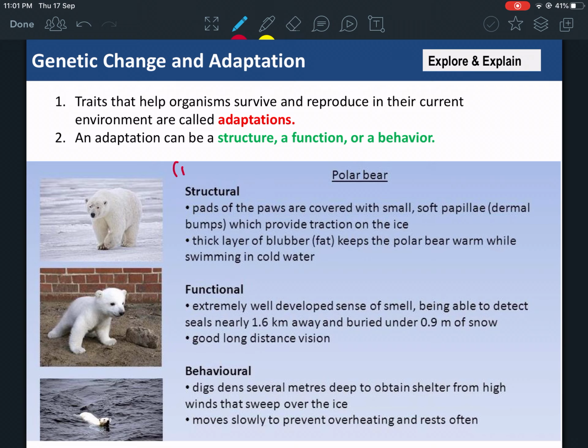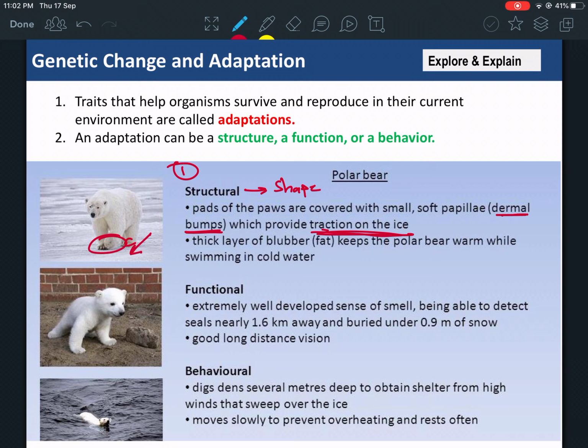So number one is structural. Structural comes from the word structure and it has to do with the shape. For example, the paws of the bear have certain dermal bumps. That means skin bumps, in order for the bear to be able to walk on ice without slipping, for traction on ice.